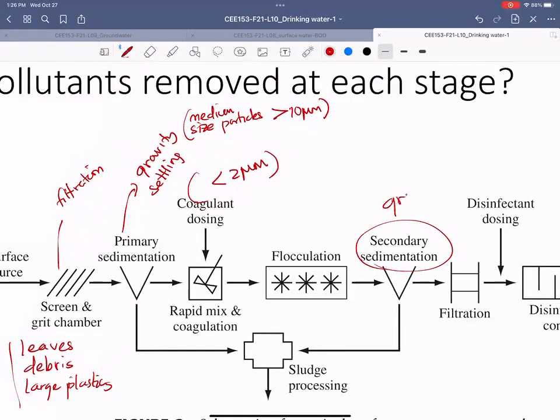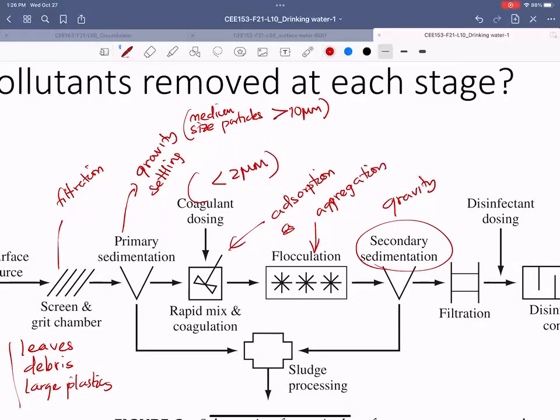So this is gravity. And this is adsorption. This is aggregation. So these are different processes that are important.